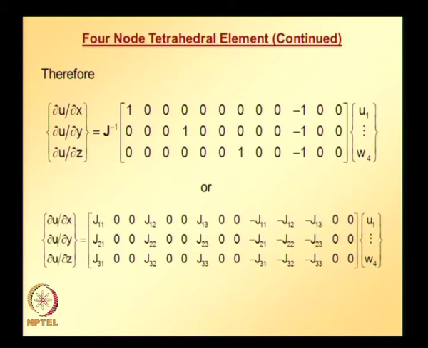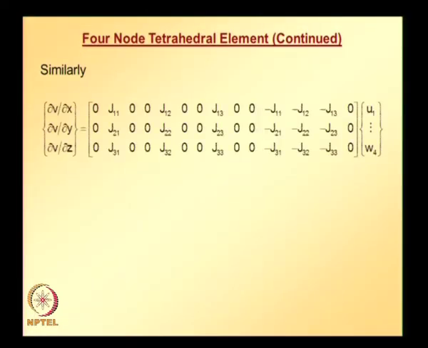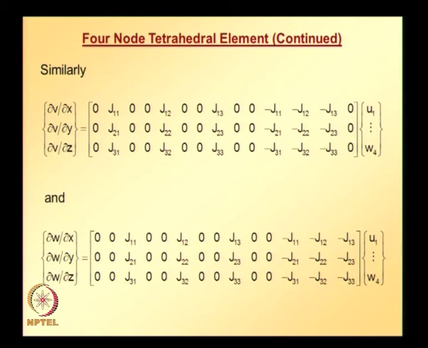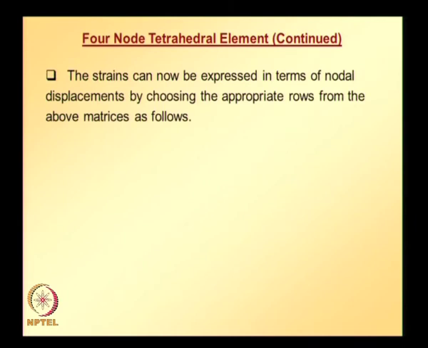Similarly, we can derive equations for partial derivatives of v with respect to x, y, z, and partial derivatives of w with respect to x, y, z, and they look like this. So, now we are ready to express strains in terms of nodal displacements. Strains now can be expressed in terms of nodal displacements by choosing appropriate rows from the above matrices.